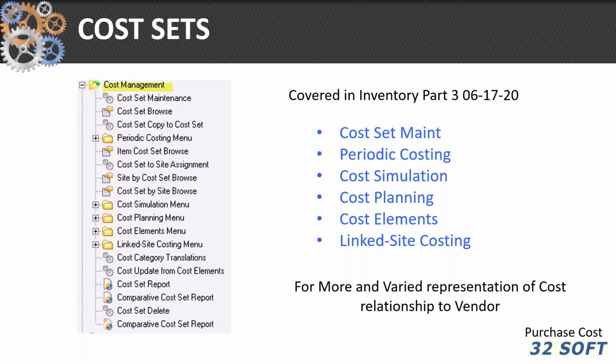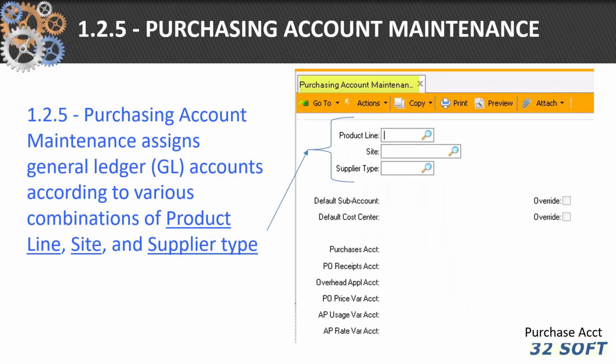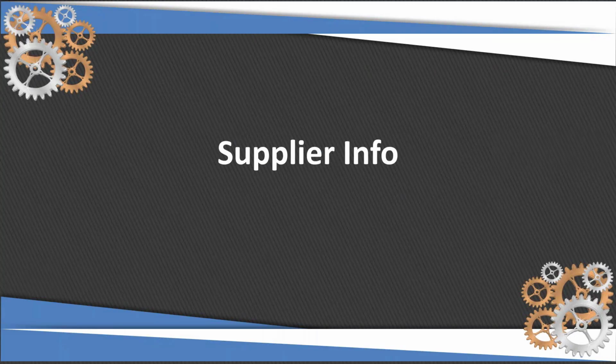You can do some wonderful things in evaluating whether your suppliers and you are getting the best bang for the buck. The 1.2.5 is the purchasing account maintenance. Here you can set up by product line, site, and as we mentioned before, that supplier type, the relationships between purchase accounts, POs, overhead. So if you're an accountant, you want to make sure that you're looking at that and getting the most out of the reporting from the general ledger.